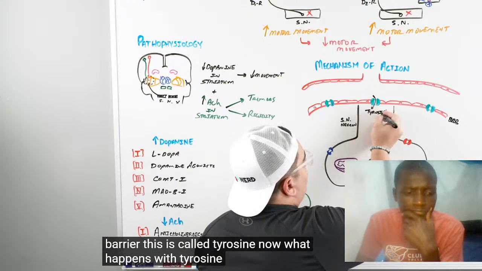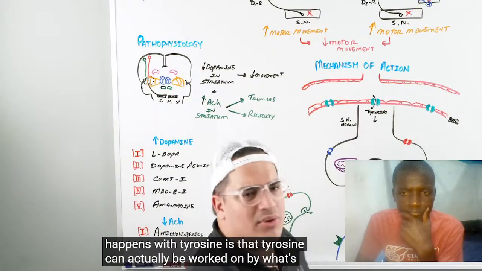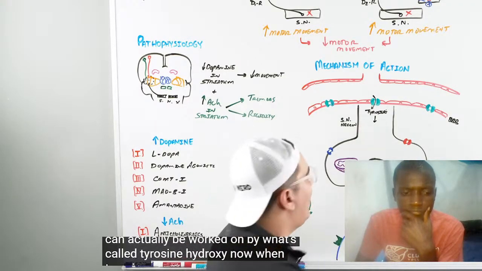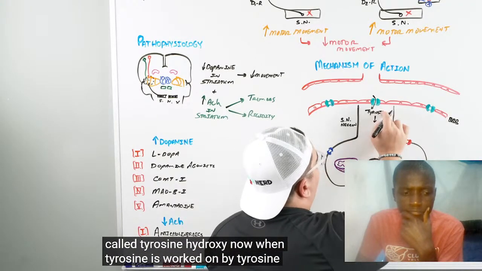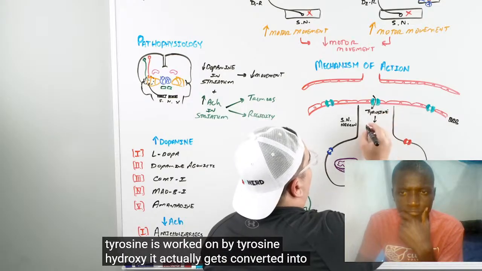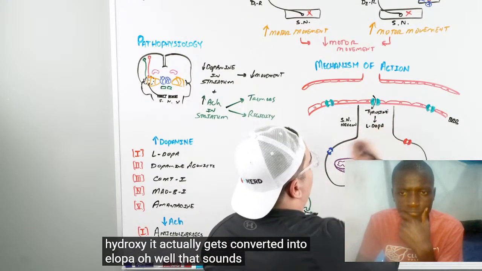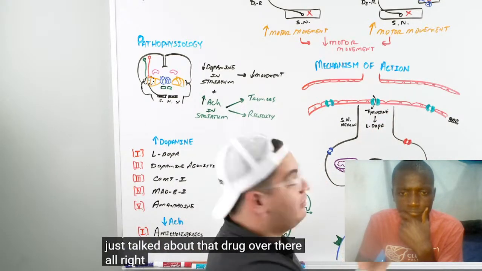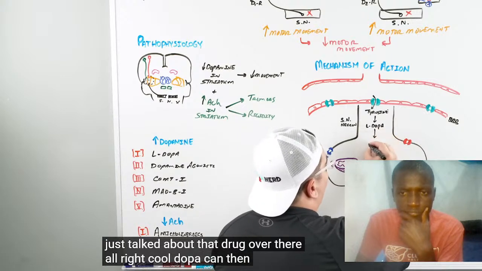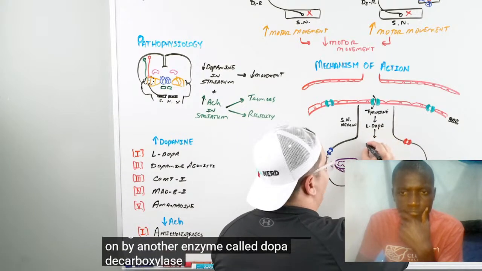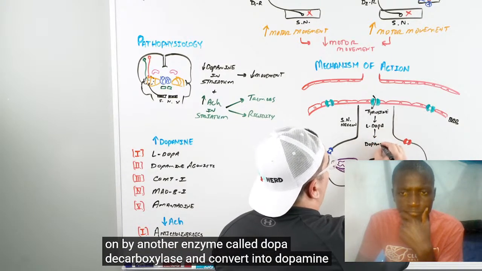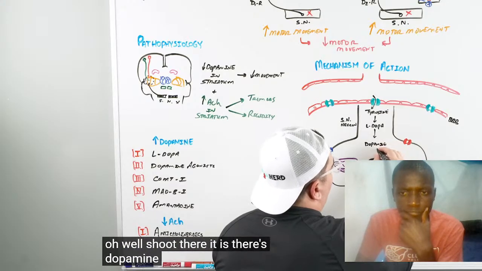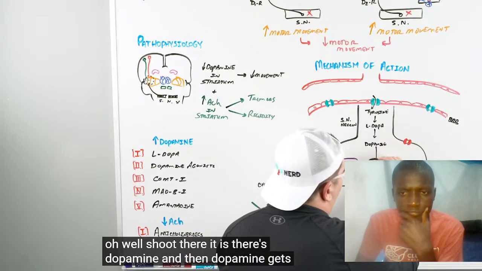Now, tyrosine can be worked on by what's called tyrosine hydroxylase. When tyrosine is worked on by tyrosine hydroxylase, it gets converted into L-DOPA. Oh, well, that sounds familiar. I just talked about that drug over there. All right, cool. L-DOPA can then be worked on by another enzyme called dopa decarboxylase and converted into dopamine. Oh, well, shoot, there it is. There's dopamine. And then dopamine gets put into these vesicles via a transporter.